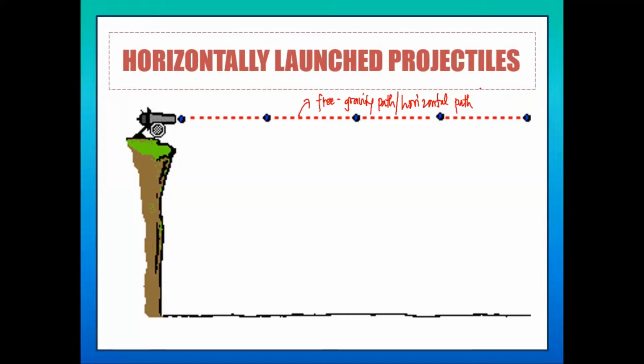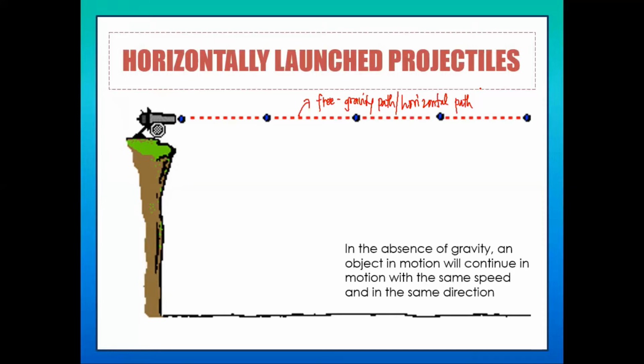Now let's have another scenario. Same setup, but this time we will switch on the gravity. Again, in the absence of gravity, an object in motion will continue in motion with the same speed and in the same direction. This is for the first particular scenario. Now, going back to the second scenario, where gravity is switched on.